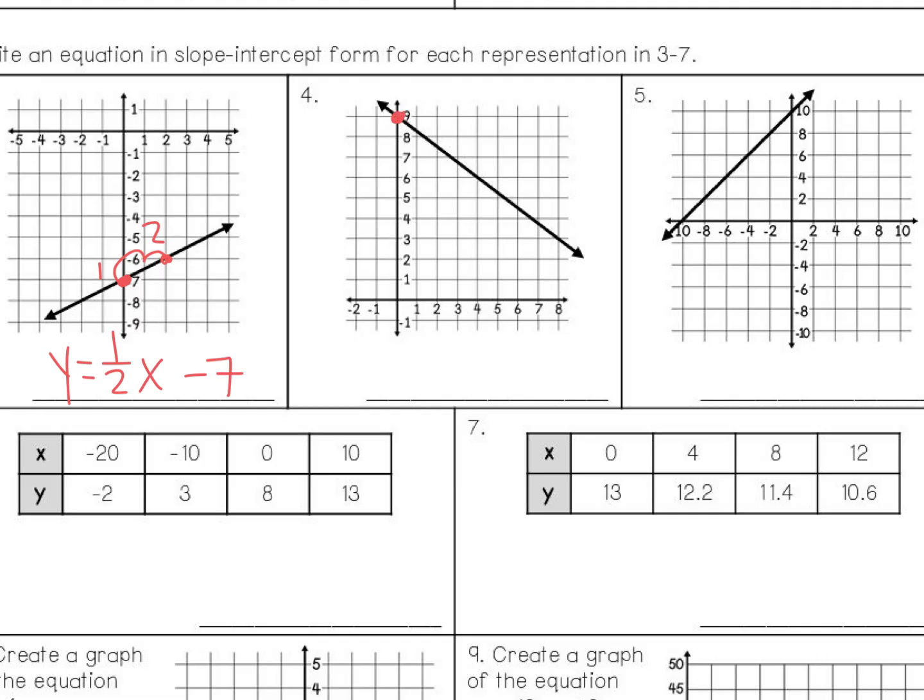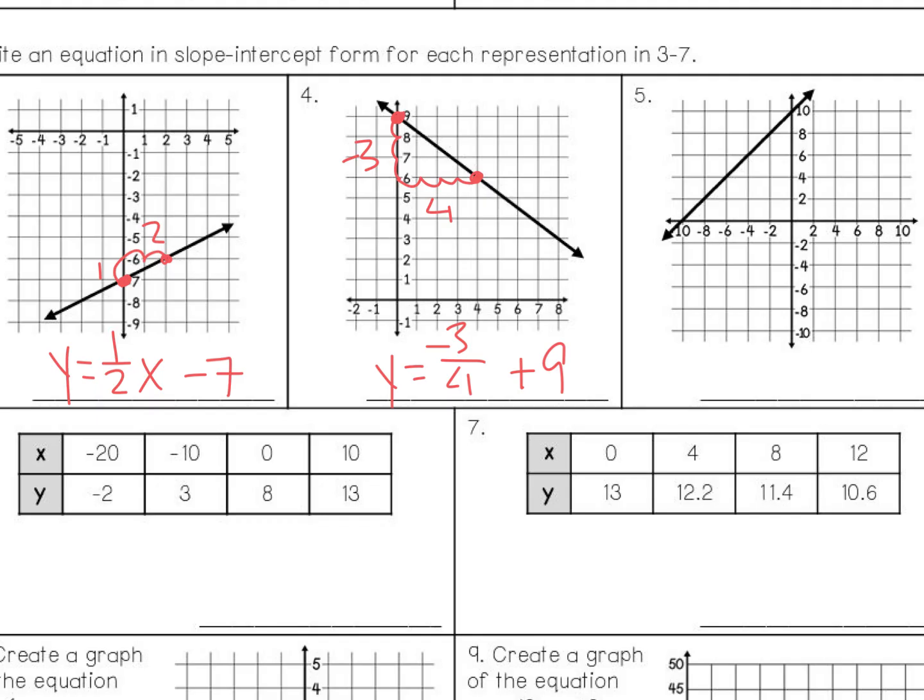Number 4, my y-intercept is a positive 9. I'm going to go ahead and write that one. Here's another pretty point. The scale is by 1. So 1, 2, 3. Going down is a negative. 1, 2, 3, 4 over. So negative 3 over 4. Remember, it is rise over run.